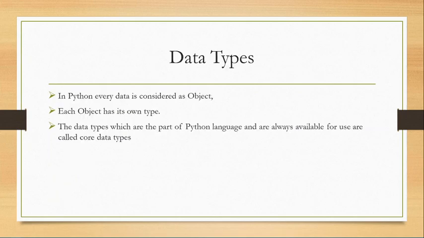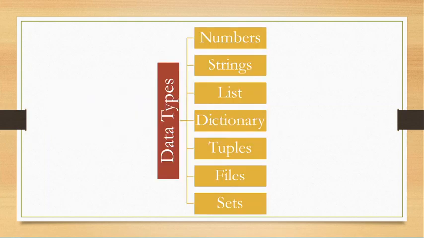In Python, everything is considered an object and is stored in memory. Each object has its own data type whose detail is stored in the type designator header. The data types which are part of the Python language and are always available for use are called core data types. Examples of core data types are numbers, strings, list, dictionary, tuples, files and sets.